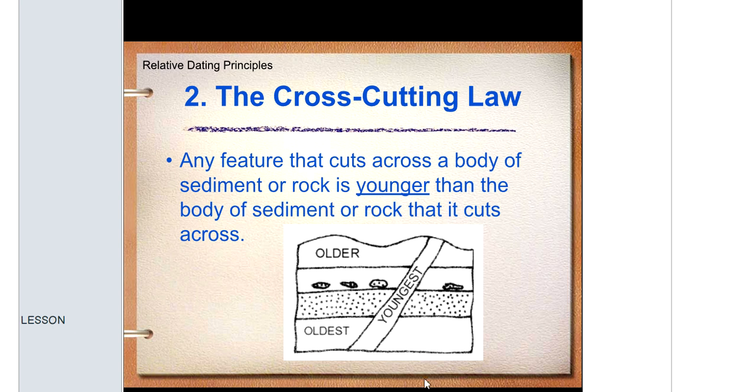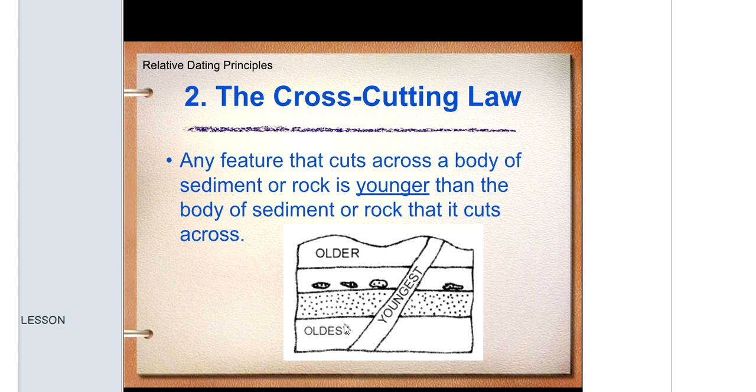So in this image, you have this little dash right here cutting through all of these layers. All of these layers had to be here already in order for this new thing to cut through it. You can't cut through something that does not exist. So everything that's been cut through is older than whatever is cutting through it. So you know that this has to be younger than all of these other things because it's cutting across them. So this is the youngest.